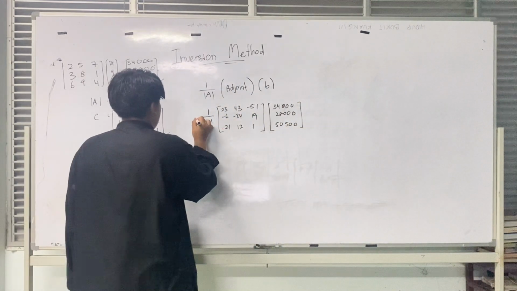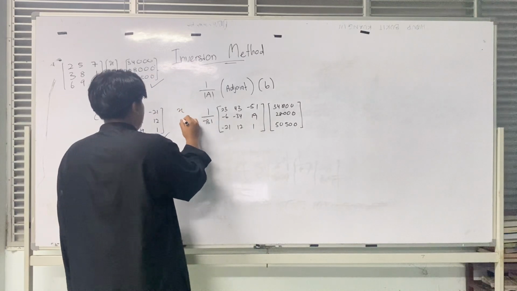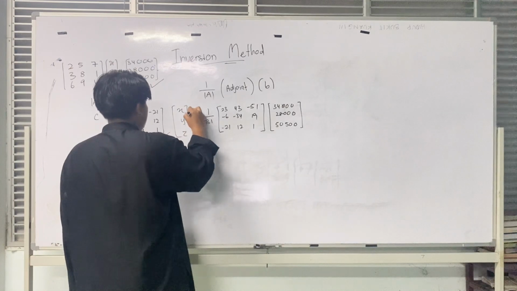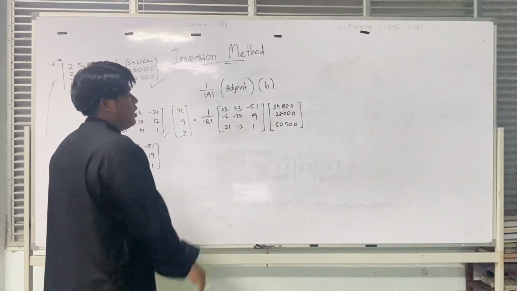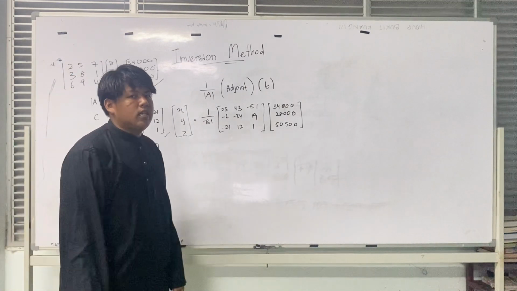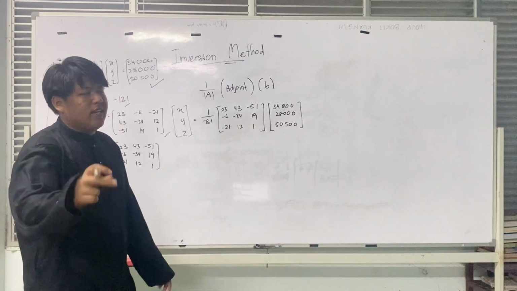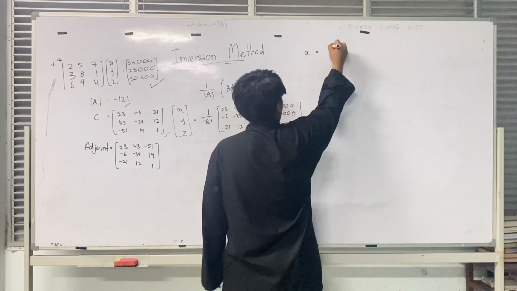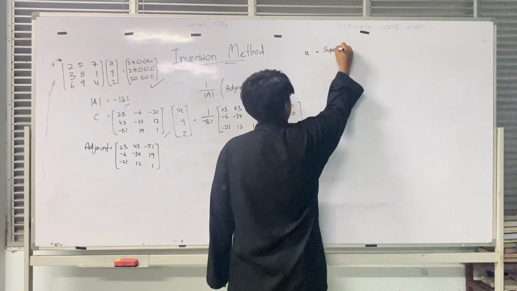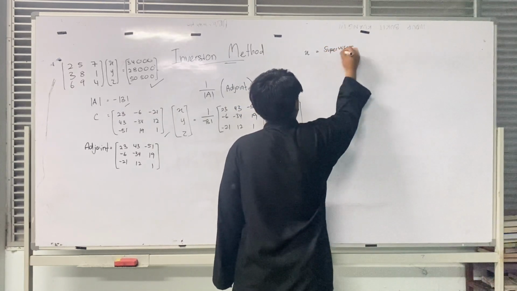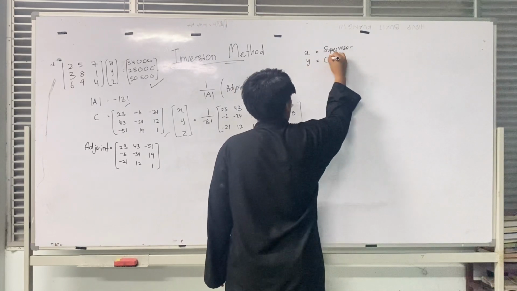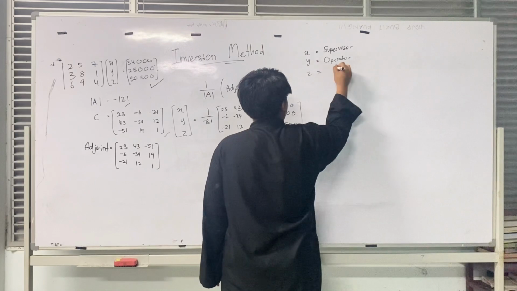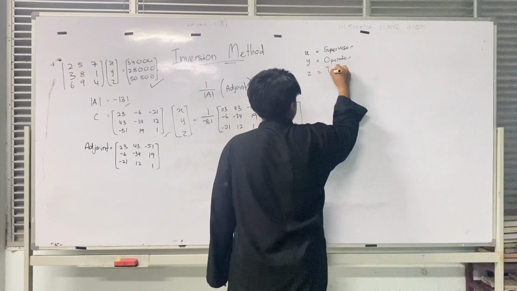This is what we get: the salary for each of X, Y, and Z. X is for supervisor, Y is for operator, and Z is for technician.